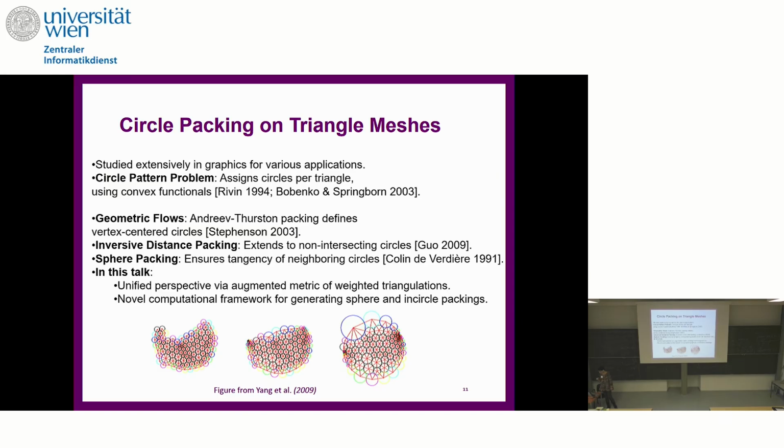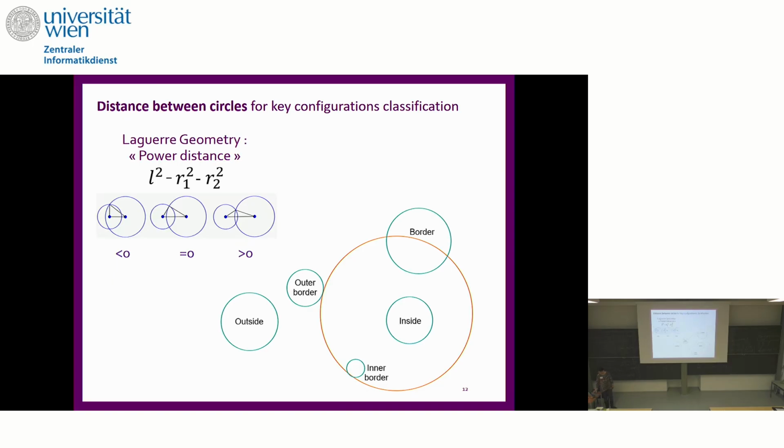From a theoretical point of view, in the discrete setting, there have been many trials and different approaches. I will try to cover some of those, mainly in terms of geometric flows, the discrete Ricci flow that was considered, as well as the inversive distance packing that is highly linked to the weighted triangulation structures that I mentioned. For all of this, I would need to again come back to the two circle configurations and talk again about how we can really distinguish between different configurations.